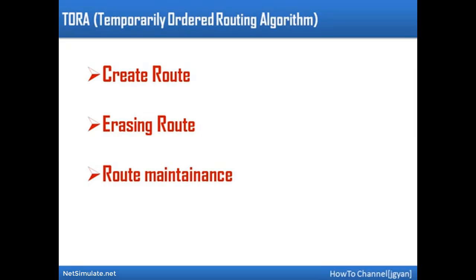So the basic tasks done using this routing algorithm are creating a route in case no route is available for a destination, erasing routes. It will also erase invalid routes, and route maintenance if there is any kind of link failure. Because of those link failures, the route has to be updated, so that updating part is also done by TORA. So we will see each of these steps one by one.